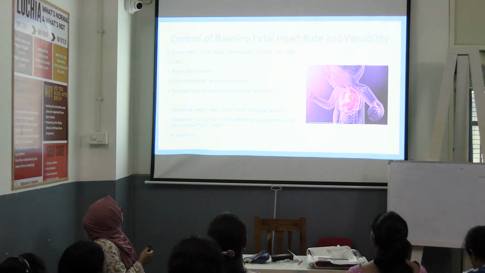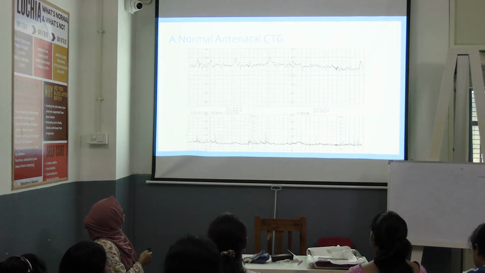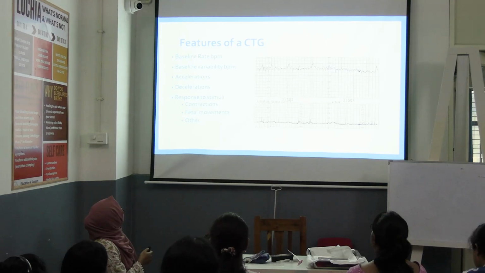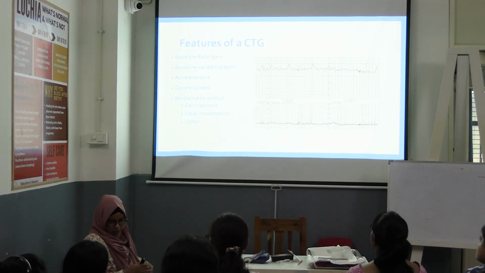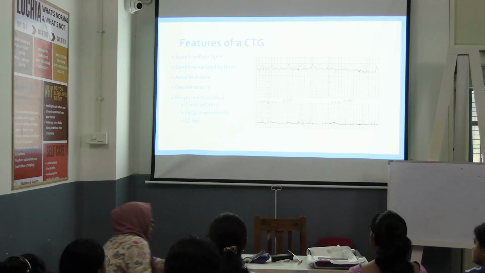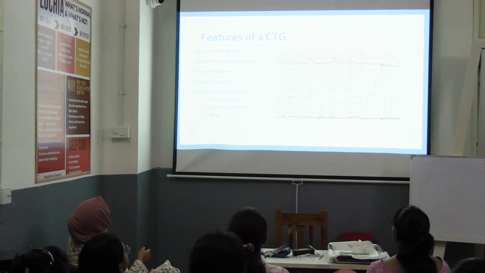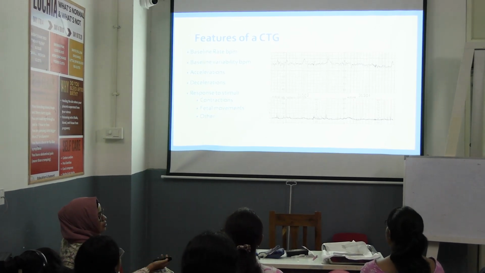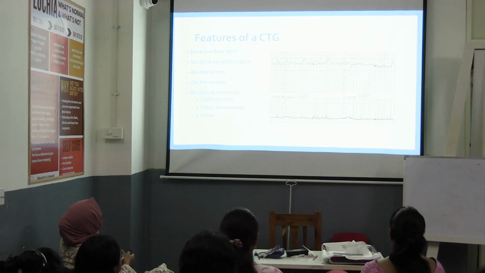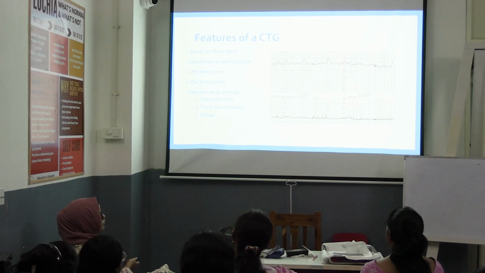So, what are the features of a CTG? Why it occurs, how it occurs, I will show you later on. First, you need to know the baseline rate, okay, beats per minute. Baseline variability, that is more than 5 beats per minute normally. Acceleration, deceleration. And stimuli, response to the stimuli, that is contraction, how fetal heart rate is responding to the contraction and fetal movement, and other stimuli.